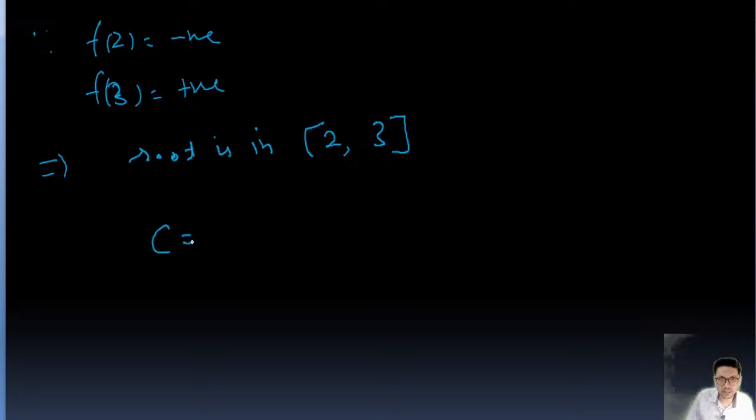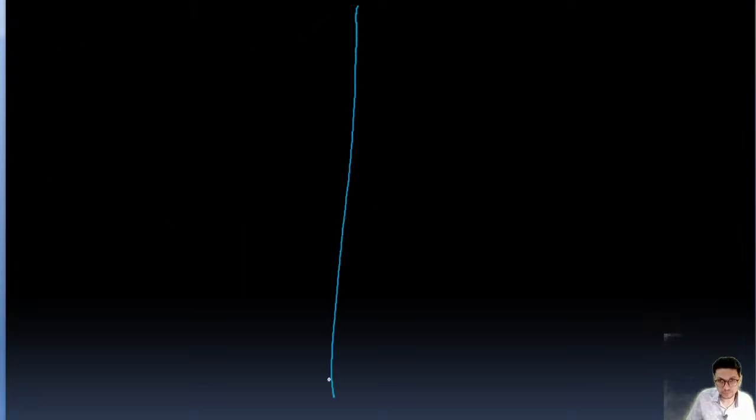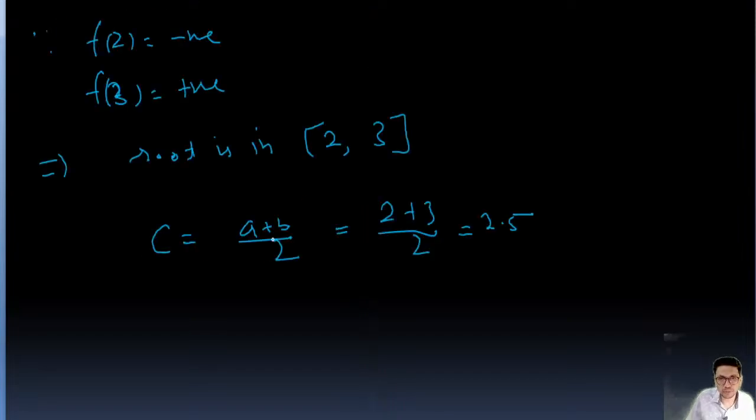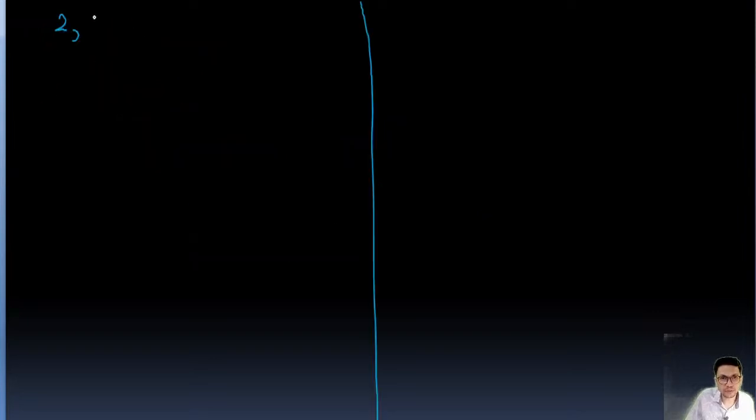Now we'll find C, the root. That is going to be (a plus b) by 2. After two iterations we need to find. So (a plus b) by 2, a is 2, b is 3, by 2, so this is going to be 2.5. Now there are two conditions. The root will be either between 2 and 2.5, or the root will be between 2.5 and 3.